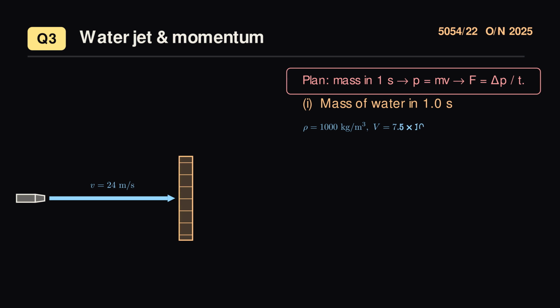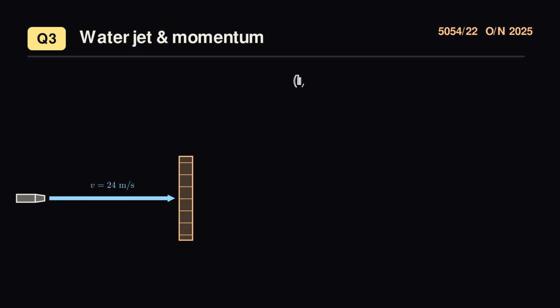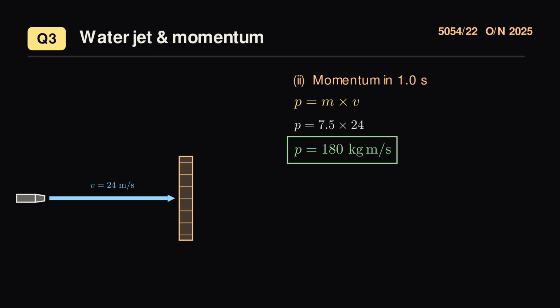Part 1. Mass of water in 1 second. Mass equals density times volume. 1000 times 7.5 times 10 to the minus 3 gives 7.5 kilograms. Part 2. Momentum in 1 second. Momentum equals mass times velocity. 7.5 times 24 gives 180 kilogram meters per second.